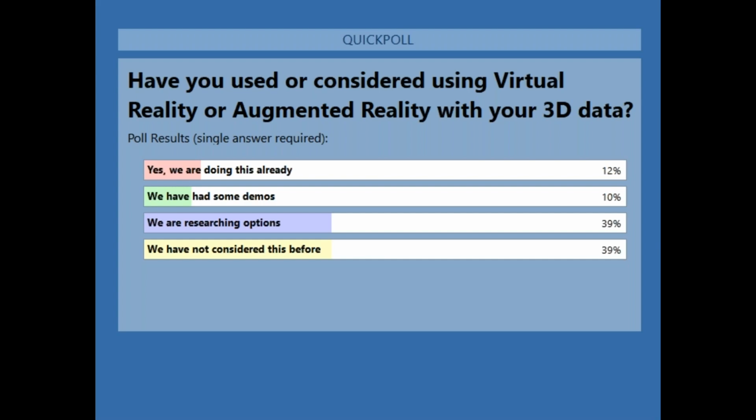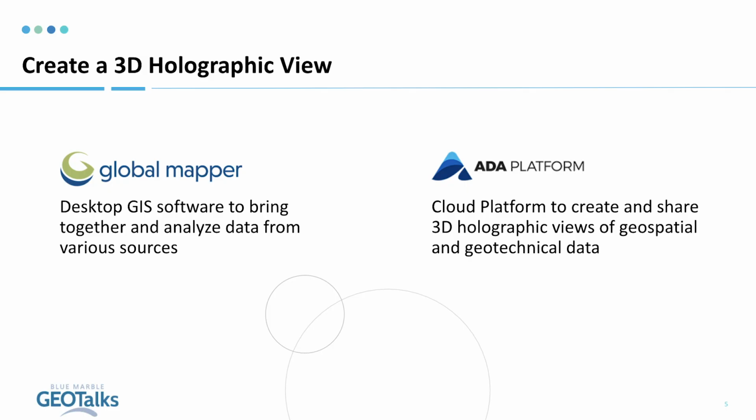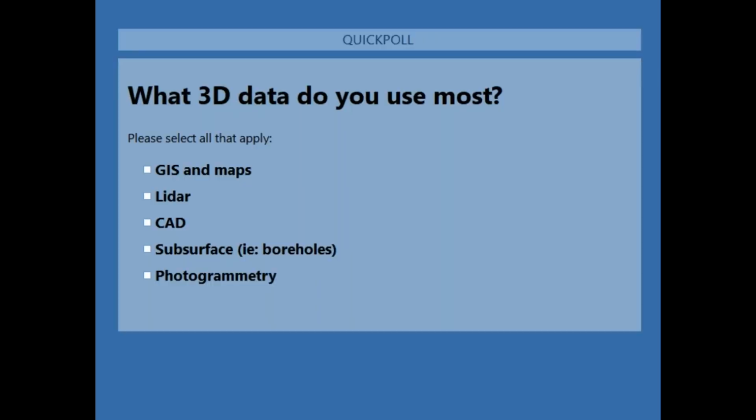And then one last question that we have here before we get into the meat of this presentation. What kind of 3D data are you working with? So, we see people using all types of 3D data. Obviously, Global Mapper does a lot with Lidar and photogrammetry and CAD data. And all of those technologies are accessible through this new holographic environment as well.